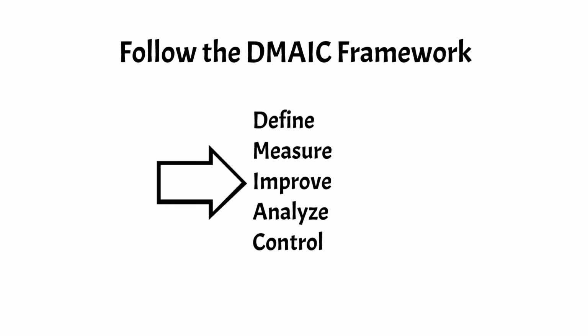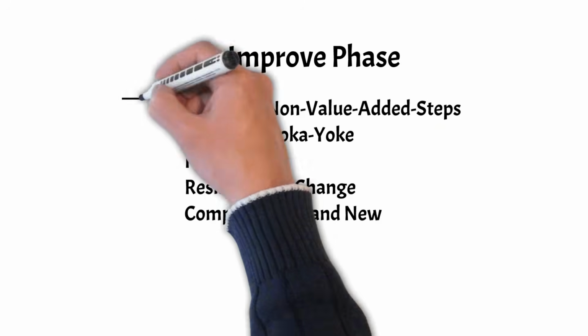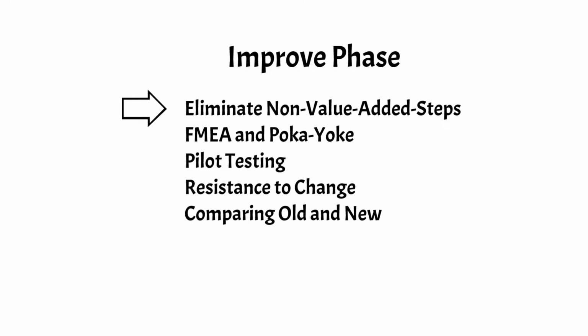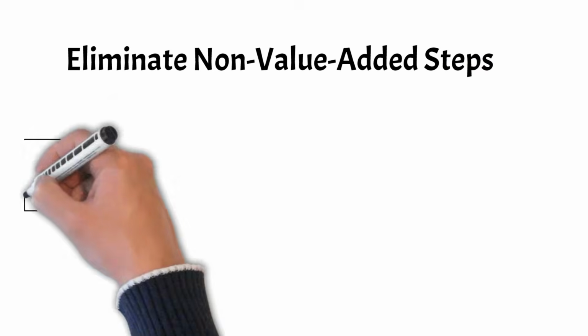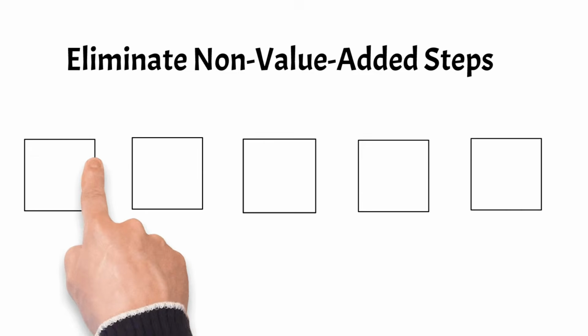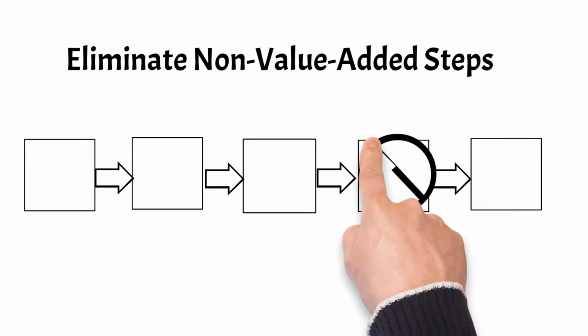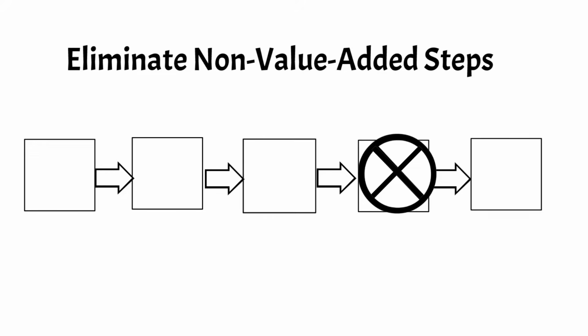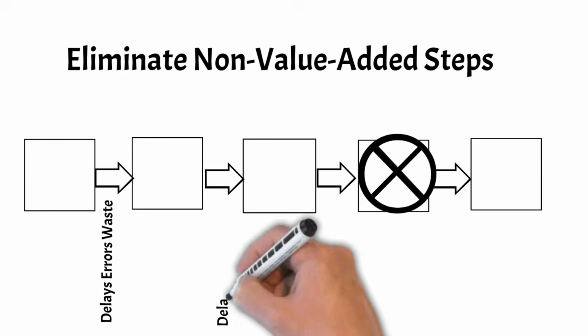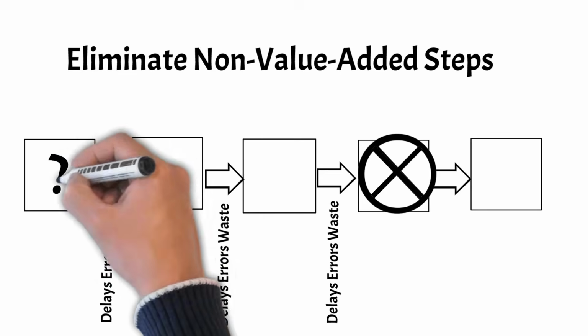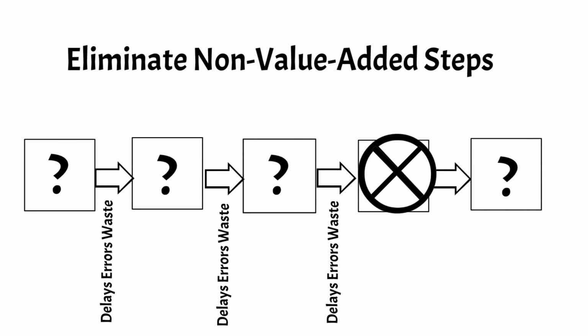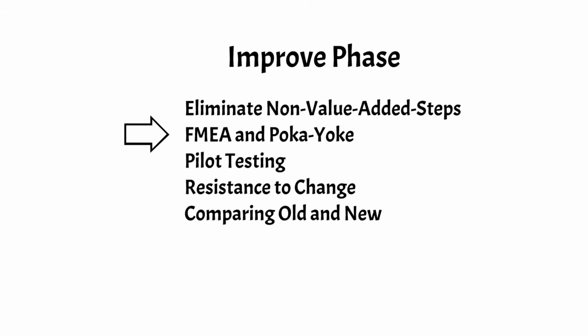Improve phase. Next, we turn to the improve phase. Eliminate non-value added steps. Armed with the insight gained during the analysis phase, the next step is improvement. Non-value added steps are eliminated to the extent possible. Delays, errors, and waste are addressed. Even value-added steps are explored to determine if they could be made more efficient.